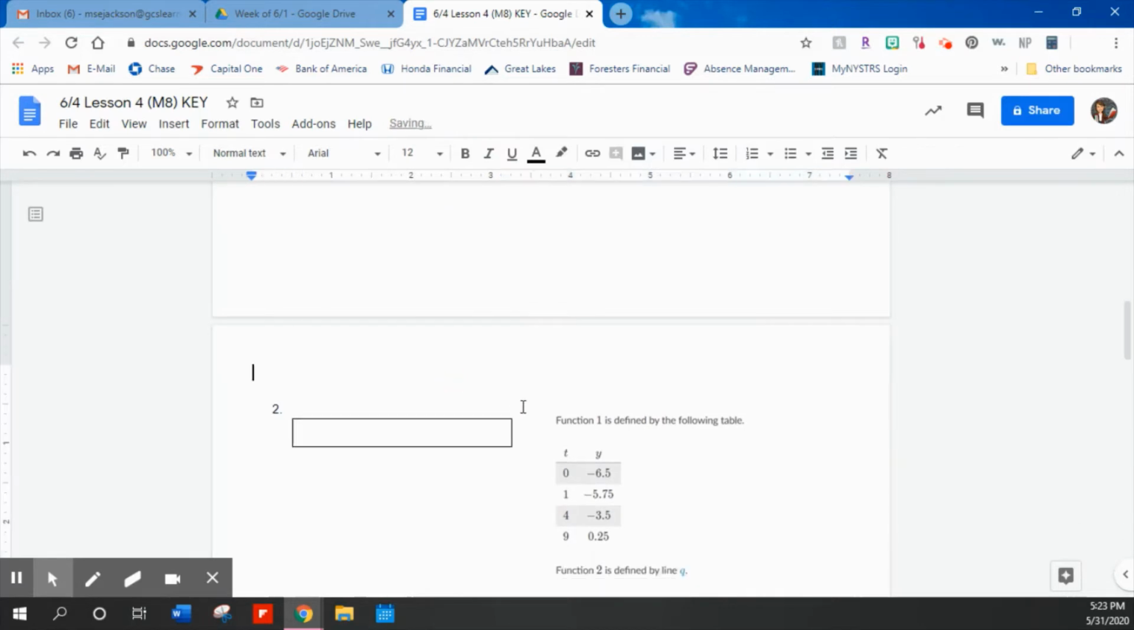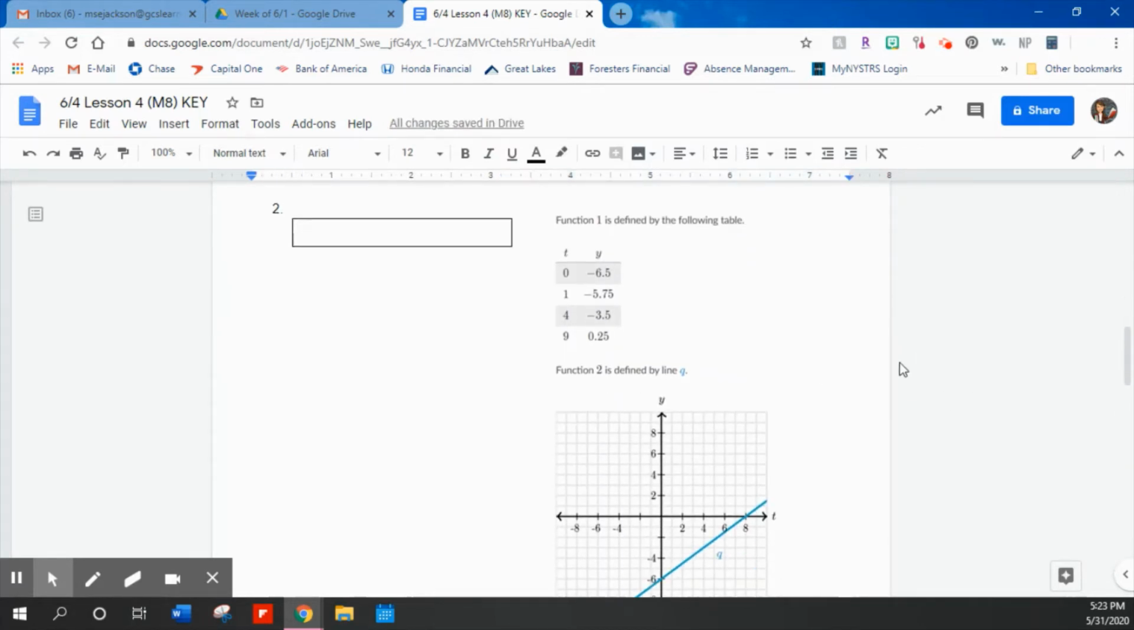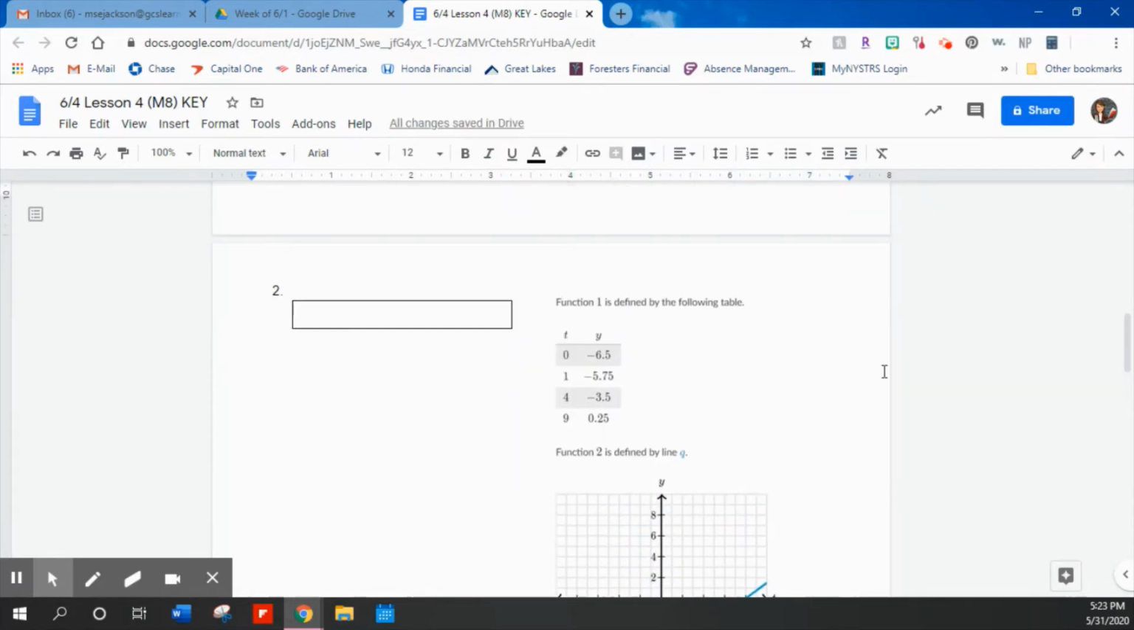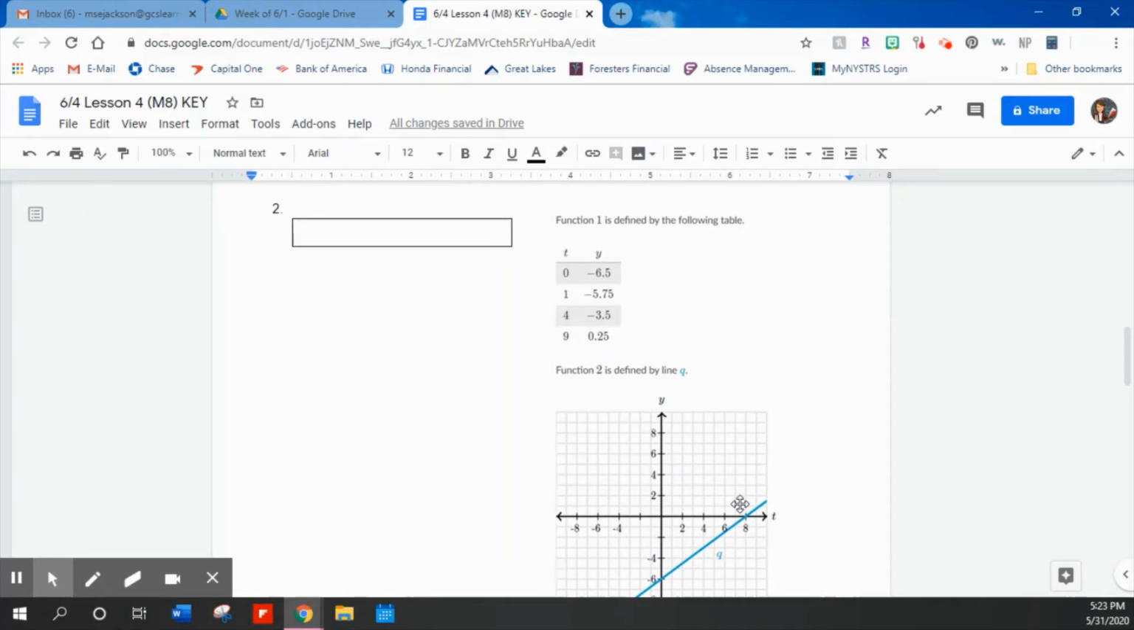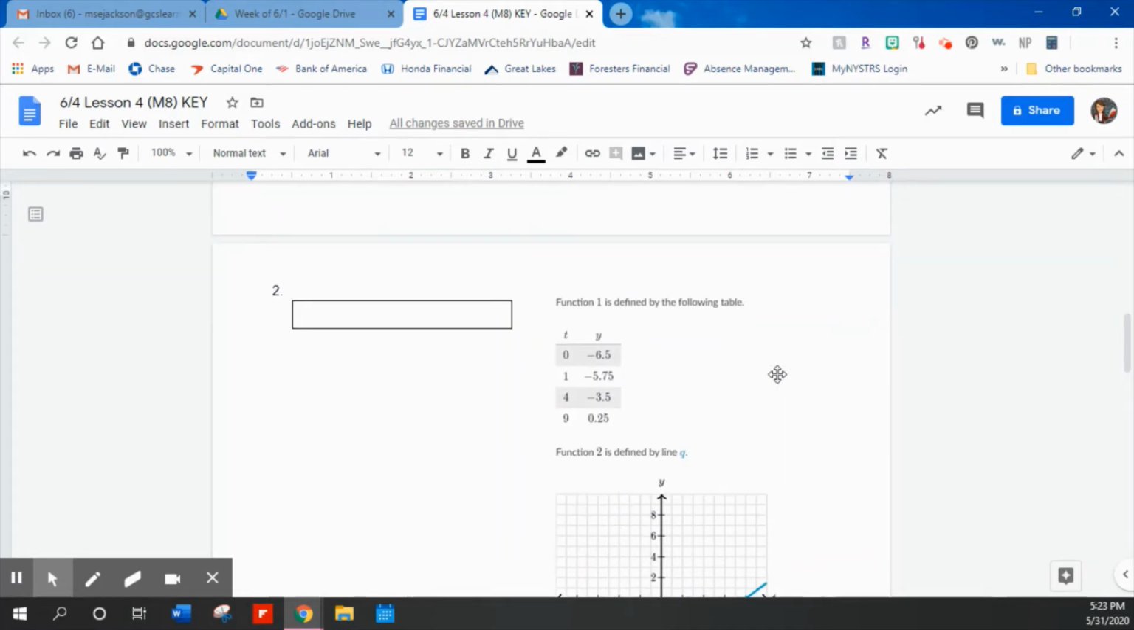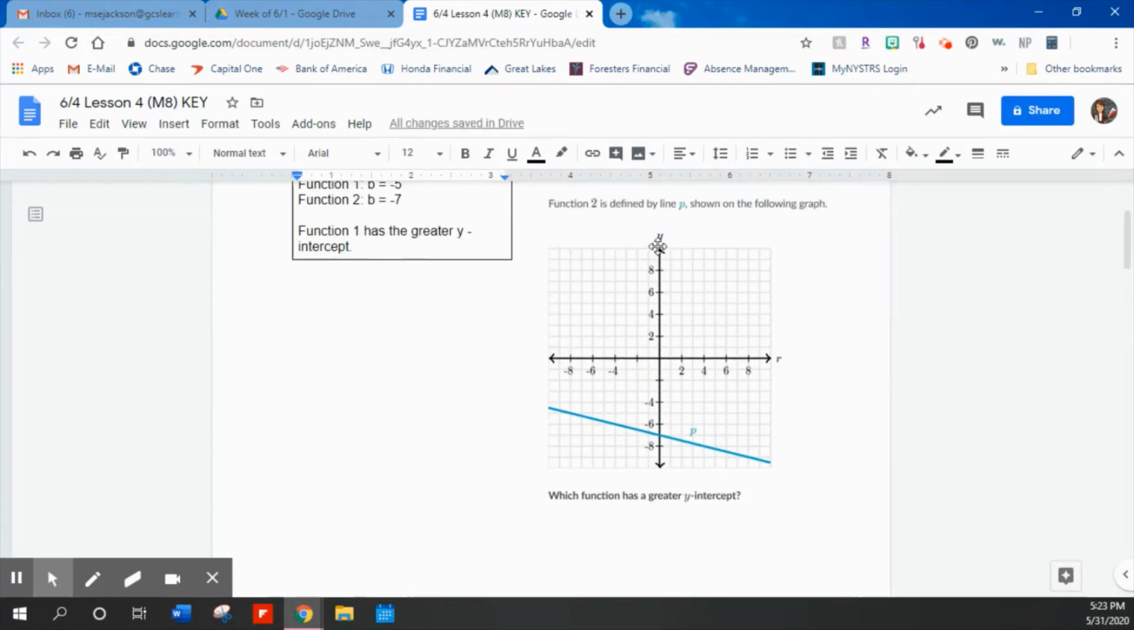So these are spaced kind of strangely because I wanted to make sure everyone had enough space. So let's take a look at this function. We've got function 1 is defined by the table. Function 2 is defined by this line. Which function has a greater y-intercept? So again, the y-intercept is the starting point, okay? Now this table tells you the starting point. Remember, it's where it hits the y-axis.